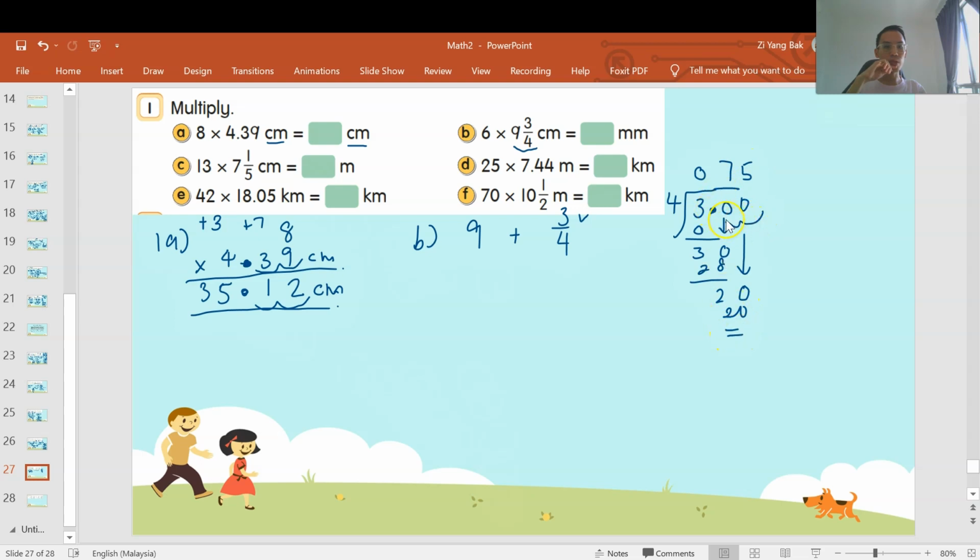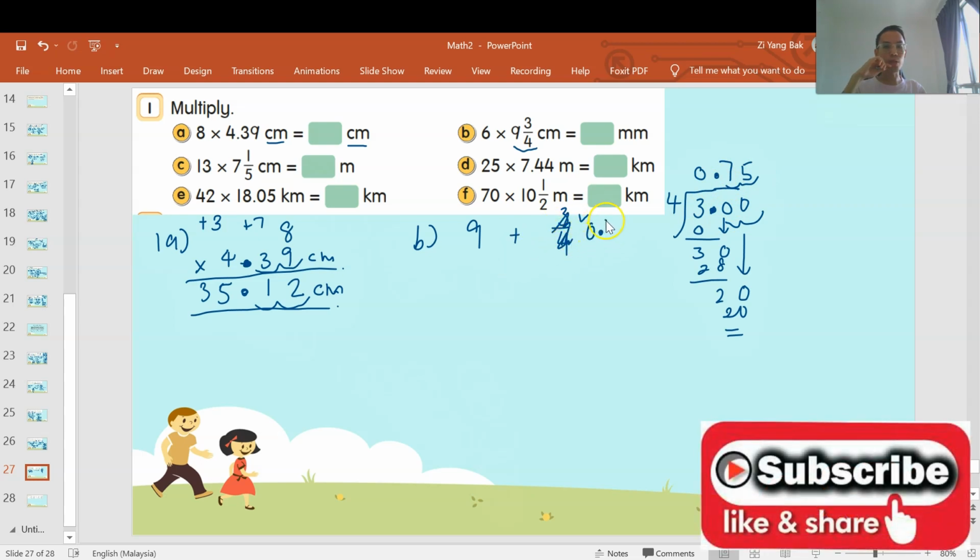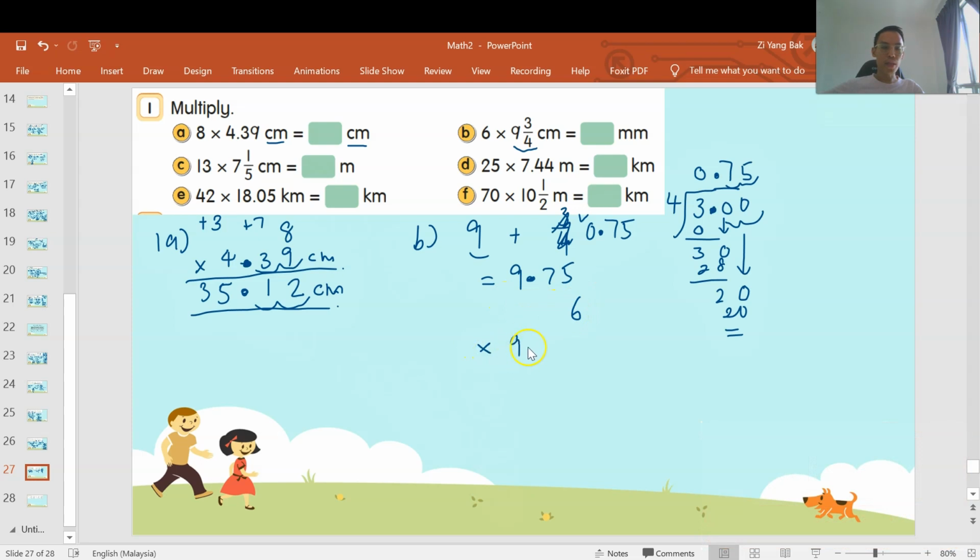2 decimal places. So 3 over 4 is the same as 0.75. So 0.75 is 9.75. This is the round number. So this is actually 6 times 9.75. Write cm, so that later you know you have to change to mm.